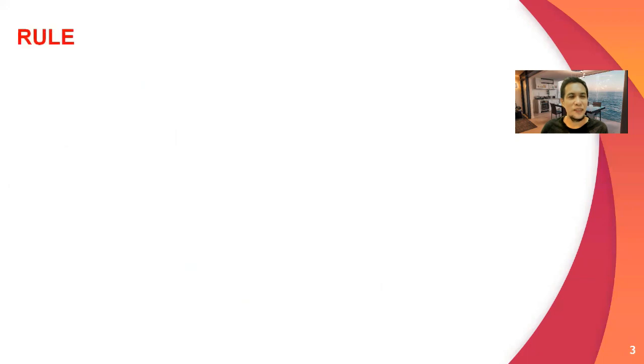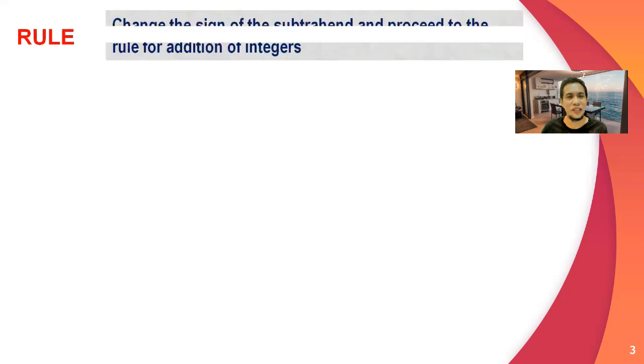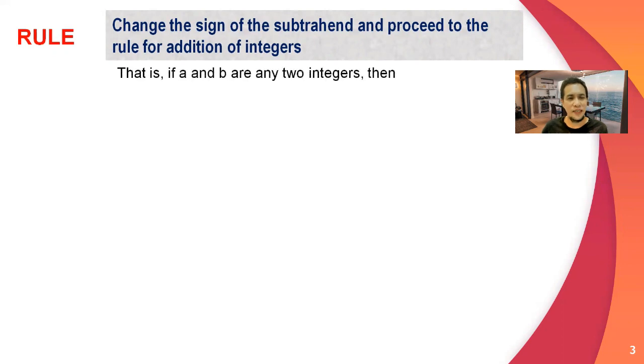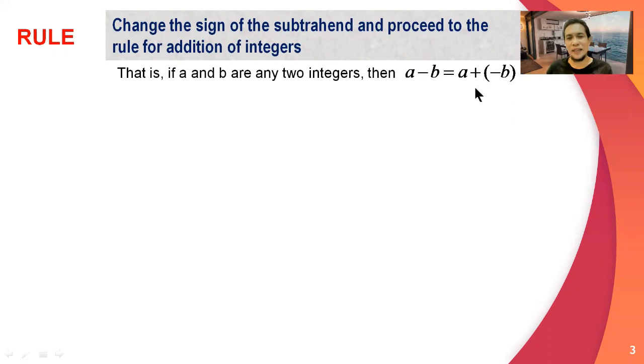All right. Now, we have the rule on how to subtract integers. Change the sign of the subtrahend and proceed to the rule for addition of integers. This is the rule. Now, you have to memorize. You have to understand. This is a very simple rule on how to subtract two or more integers. If a and b are two integers, then a minus b is equal to a plus negative b.